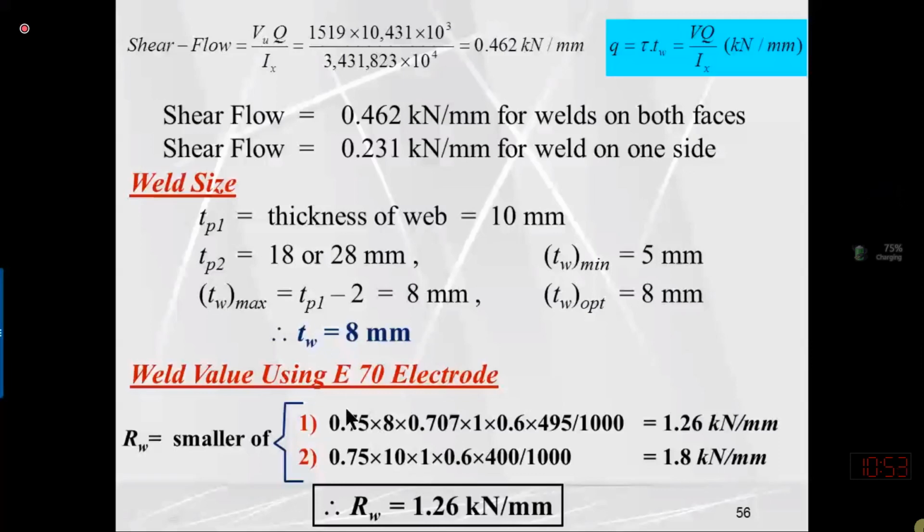This is a factor to convert the thickness of the weld into effective throat. Length of the weld we are using as 1, and 0.6 is used as a factor to convert the tensile strength to the shear strength. So the weld value based on shear strength of the weld is 1.26, and the weld value based upon the shear rupture of base metal is 1.8. 0.75 is the phi value, 10 is the unit length, and 0.6 is the factor to convert the ultimate strength, 430 or 400 Fu, to shear. So the lesser value is 1.26.